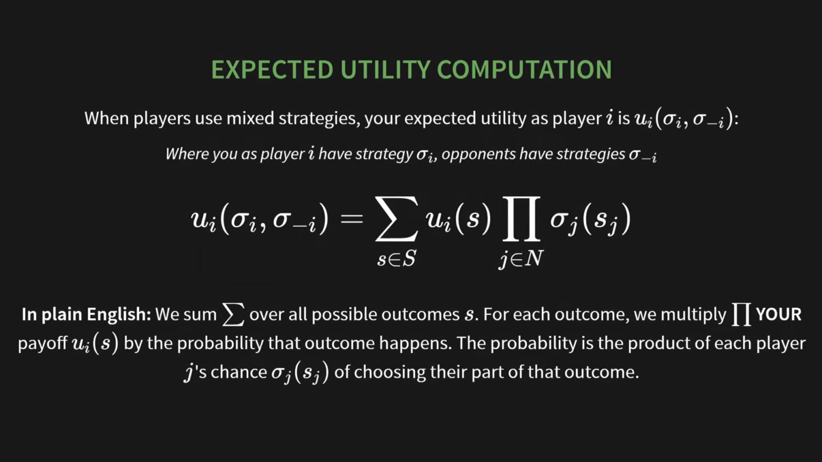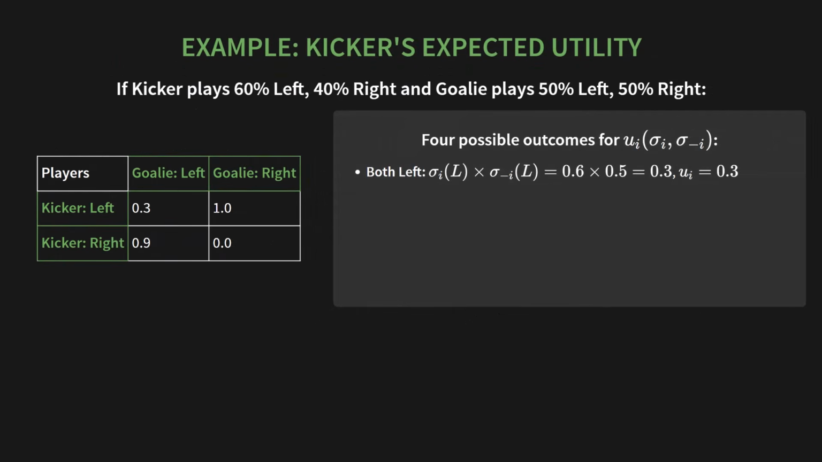Now, when players are using these mixed strategies, how do we figure out our expected payoff? Check out this formula for expected utility. Okay, it looks a little scary, but here's the plain English version. We just sum up all the possible outcomes. For each outcome, we multiply your payoff by the total probability of that specific outcome happening. And that probability is just the product of each player's chance of choosing their part of that move. Let's make that concrete with an example.